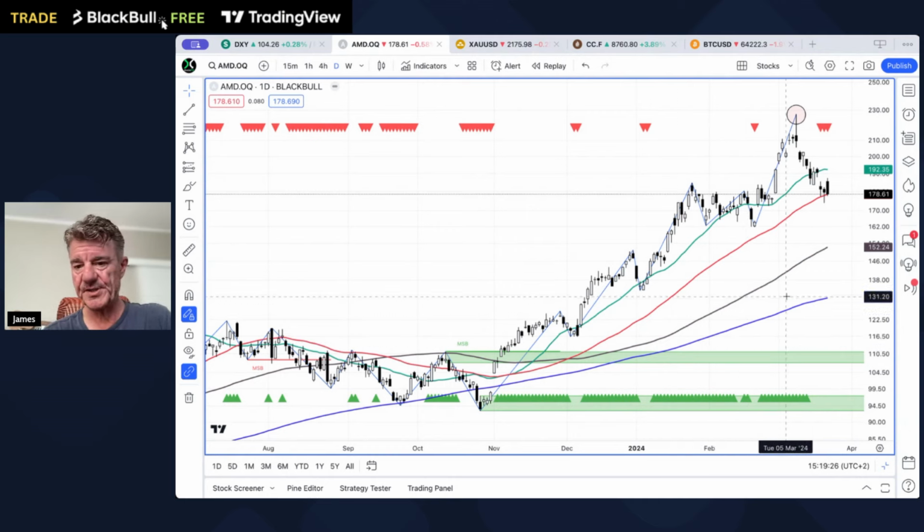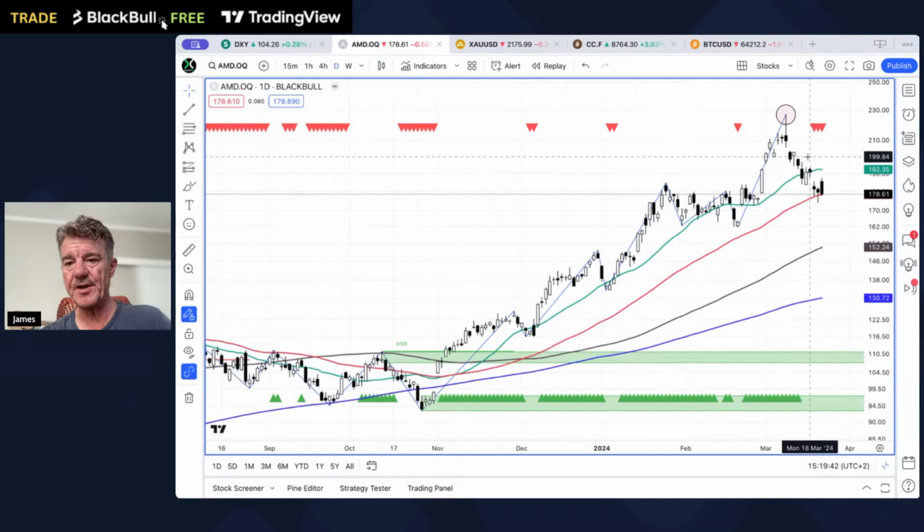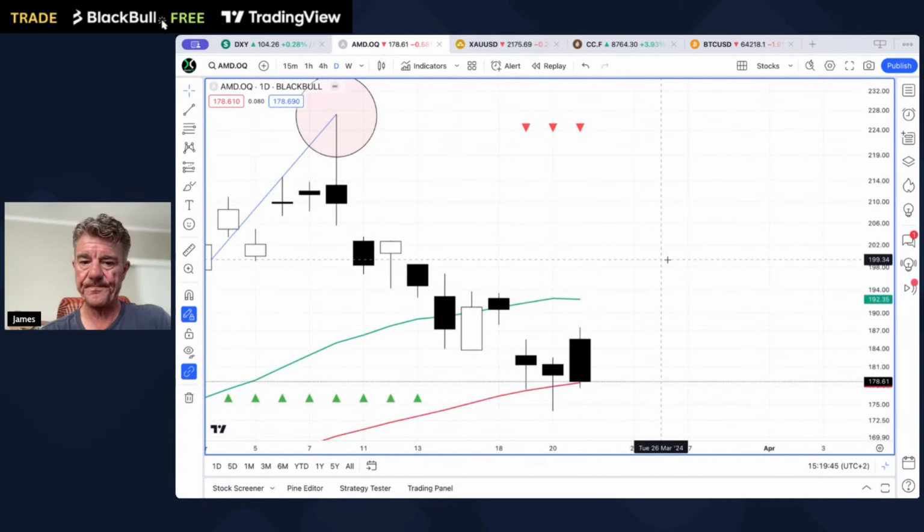We've got our order blocks and support lines below us here, all the way down to 110. We've got the 200-period moving average at 130. We've got the 100-period moving average at 150. And then this one where we are right now, the 50-day moving average, still looking weak. We had a gap down. We've closed convincingly below this 20-period moving average, and it's looking weak.